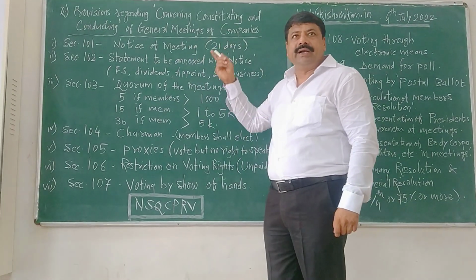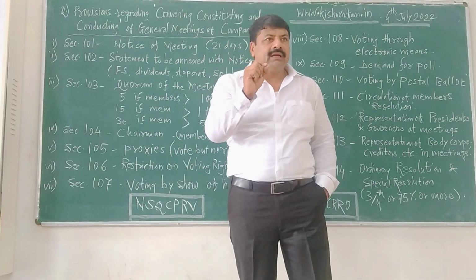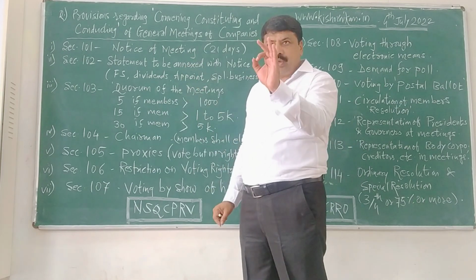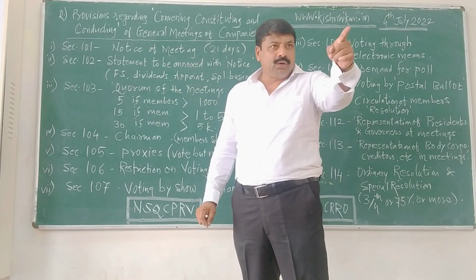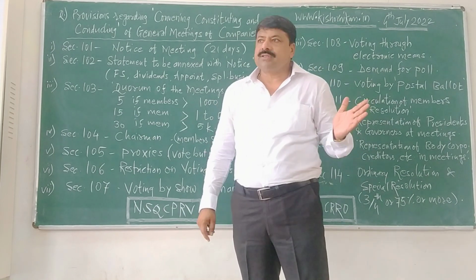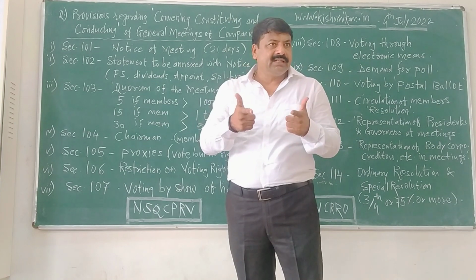Section 101, notice of the meeting. I had written 21 days. Friends, for any general meeting, at least 21 days before, the notice of meeting must be given to the member, shareholder, either by post or by electronic mode, by email, messages. Is that clear?